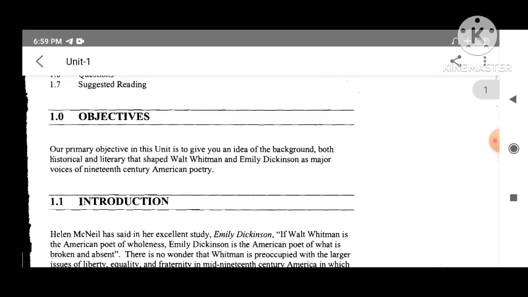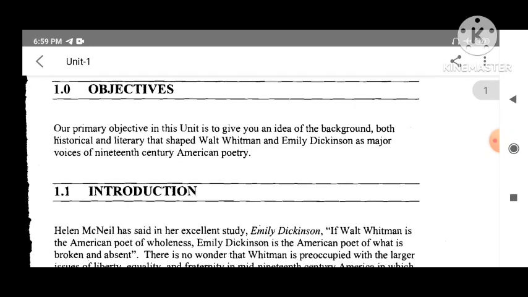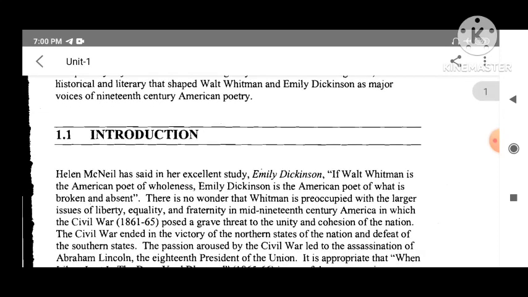So here it is the objectives. Already we know every unit has its own objective. So what is that objective? Our primary objective in this unit is to give you an idea of the background, both historical and literary, that shaped Walt Whitman and Emily Dickinson as major voices of 19th century American poetry.